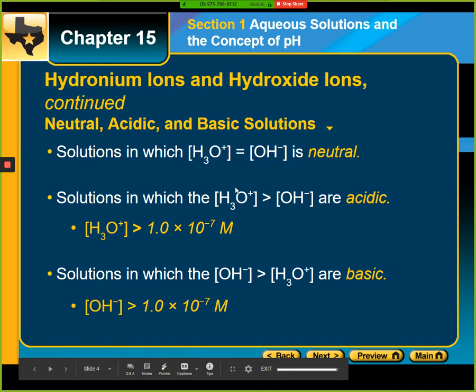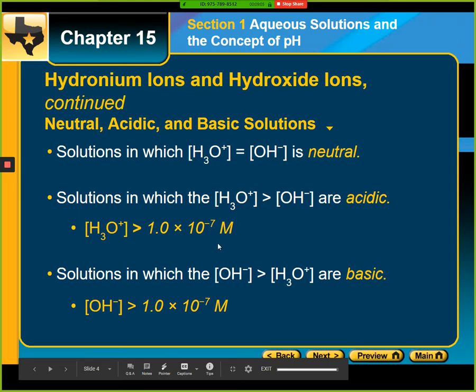If you've got a substance, though, where you've got a greater concentration of H3O, hydronium, then it's an acid, meaning that your concentration of H3O is going to be greater than this number right here, 1 times 10 to the negative 7 molar. On the other side of that, if your hydroxide concentration is greater than 1 times 10 to the negative 7 molar of OH, you have a base.